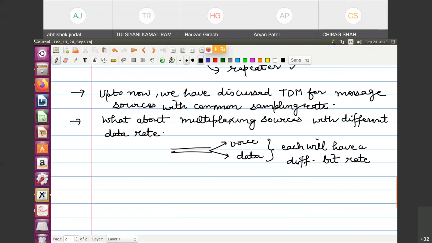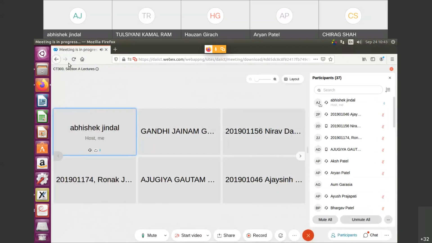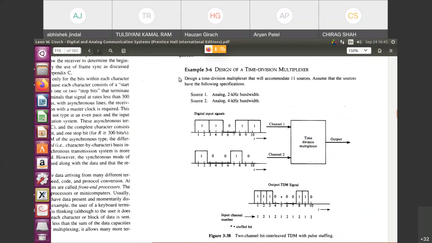So for this, there is a very good example given in Couch's book, which I just thought of discussing, so that you know that ऐसा नहीं है कि TDM में एक ही पॉसिबल चीज है कि आप सेम बिट रेट के सीक्वेंस मैसेजेस को कैसे मल्टीप्लेक्स करते हैं, बट इट इज that how you multiplex different data rate sources.